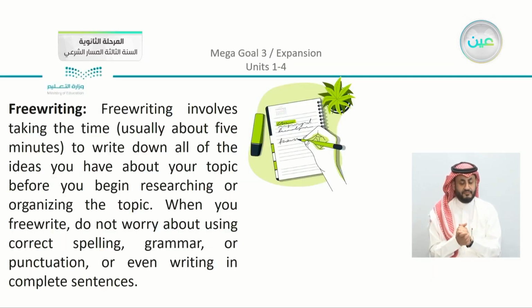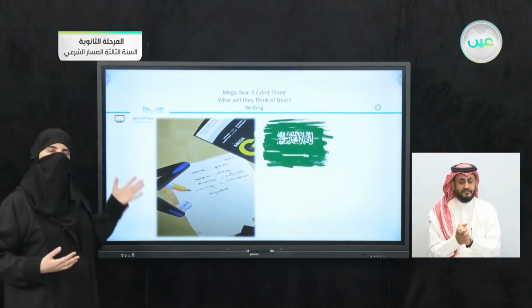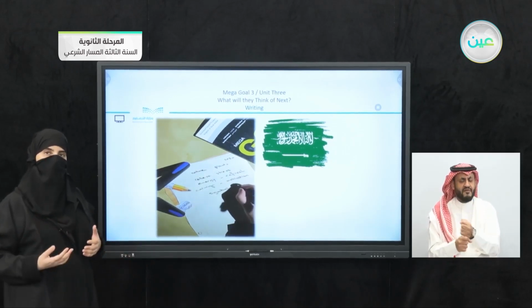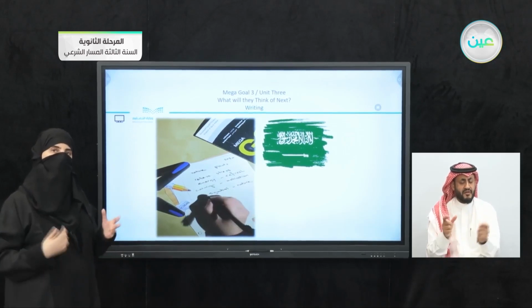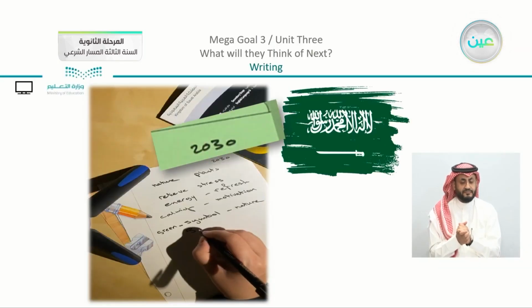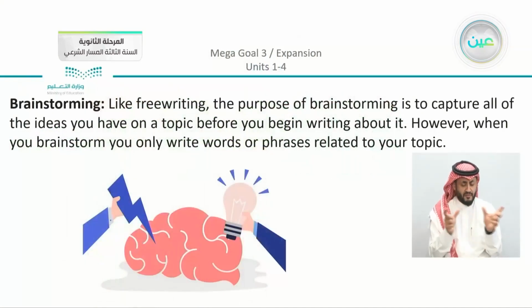You write down the ideas you have about your topic before you begin researching or organizing. When you free write, do not worry about using correct spelling, grammar, or punctuation, or even writing incomplete sentences. So as we mentioned, you are just going to put down your thoughts, as we did in our essay. If you recall, I did the same thing in Unit 3: we just wrote down the words or the ideas that we had, and then we put them in complete sentences. As you can see, these are different words that were used later on.